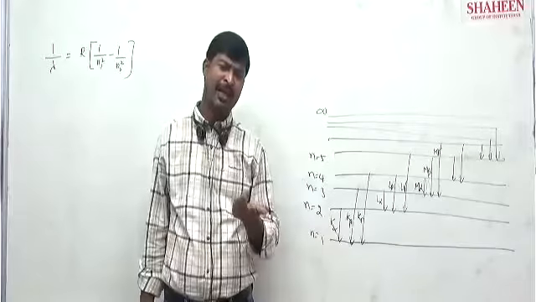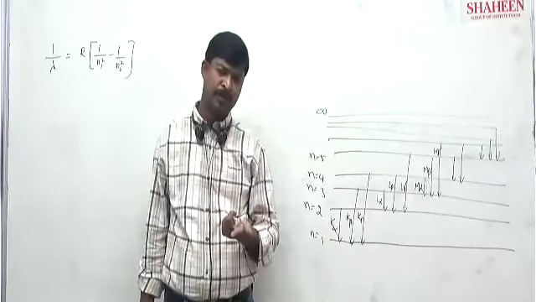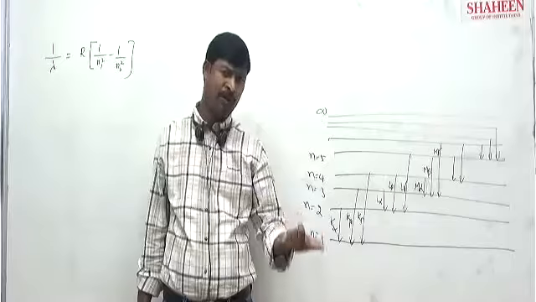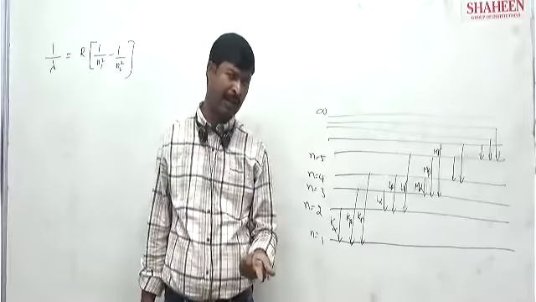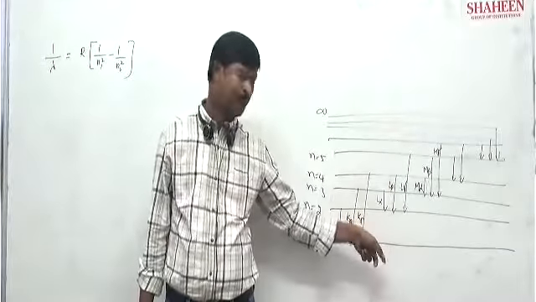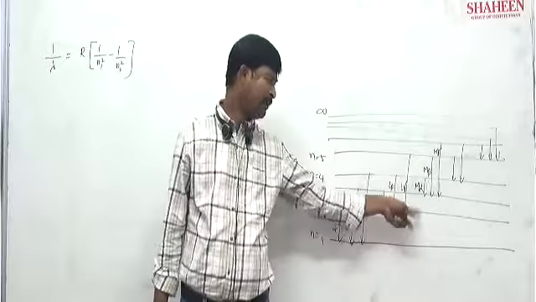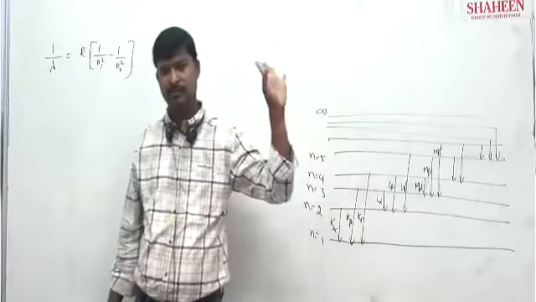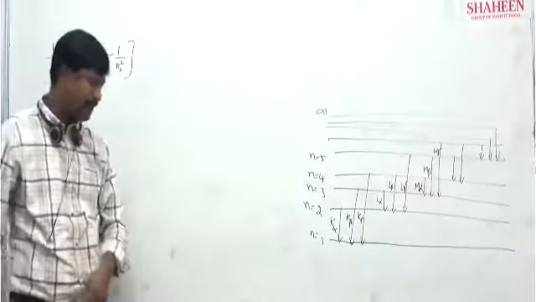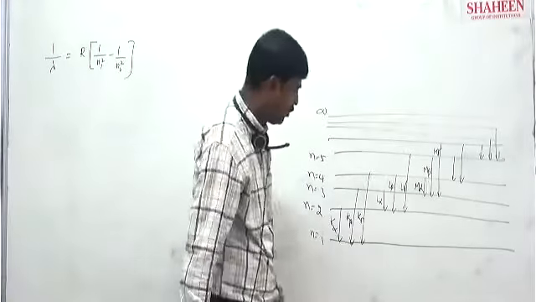Similarly for the L shell, L alpha, L beta, L gamma: L means second, so the transition is from higher to lower, where lower means second only for L. Then M alpha, M beta, M gamma, like that. Clear? So these are the spectral lines in terms of alpha, beta, gamma. So note this down.